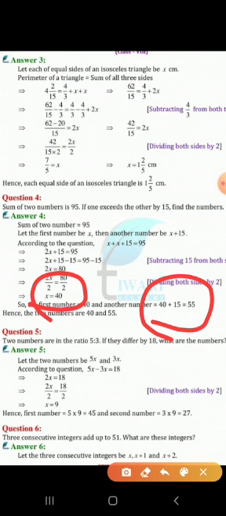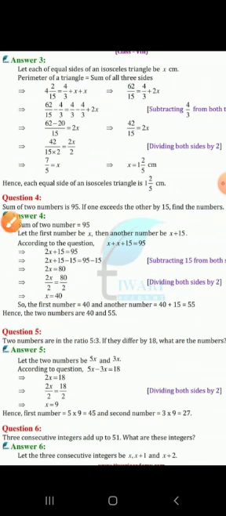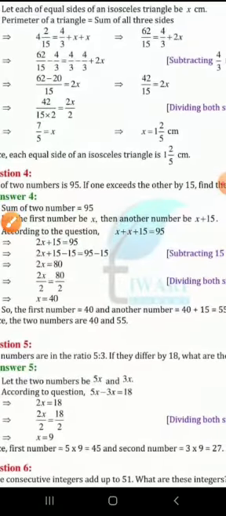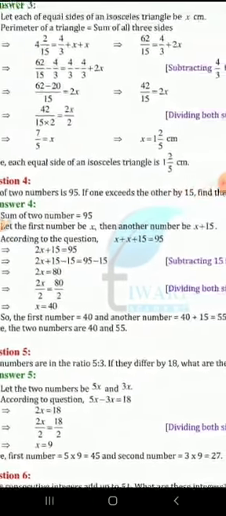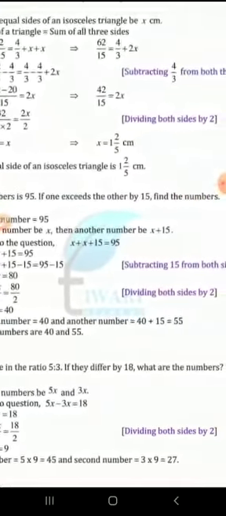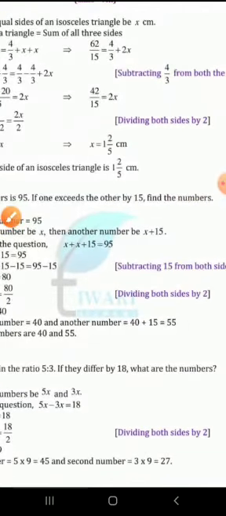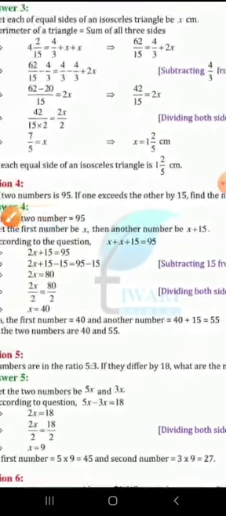So if you are forming the equation properly with the help of the conditions given in the question, 50% of the task is done. The challenging part of this exercise is to frame the linear equations with the help of the conditions given in the question. So let us try to form another linear equation in one of the other questions. Question number 5. Two numbers are in the ratio 5:3. So in this question, if they differ by 18, means two numbers are there and their difference is how much?